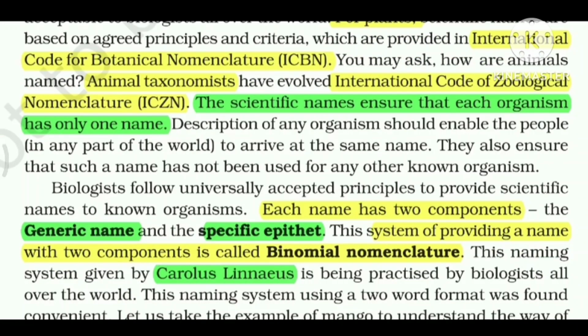Here the scientific names ensure that each organism has only one name, and in the name there are two components, that is the generic name and the specific epithet. This two-component system is called binomial nomenclature, and the system was given by Carolus Linnaeus.